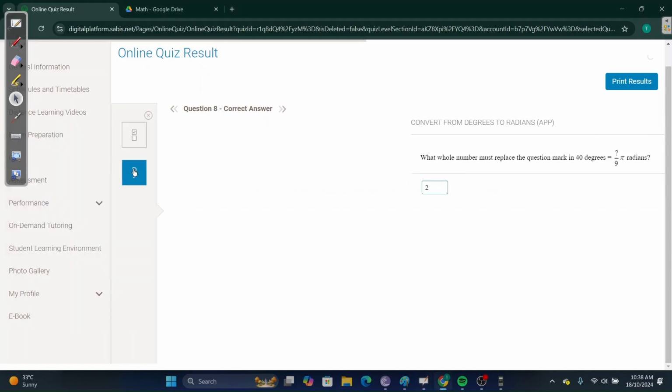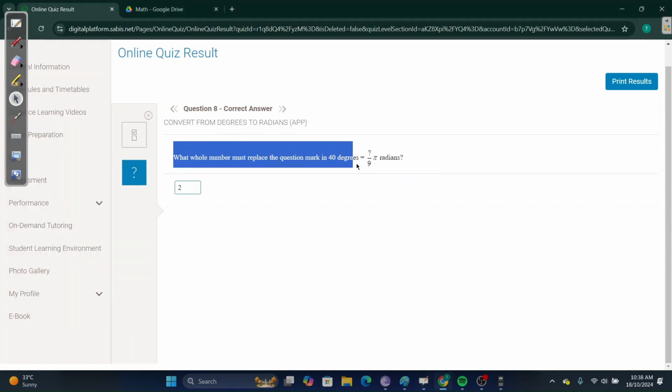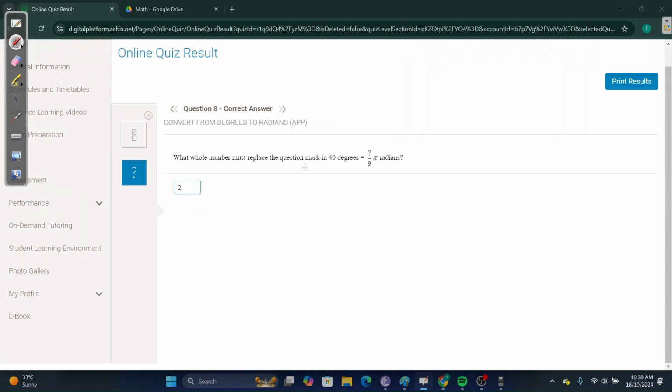Question 8. What whole number must replace the question mark in 40 degrees? I'll replace the question mark with x. 40 degrees equals x over 9 pi radians.